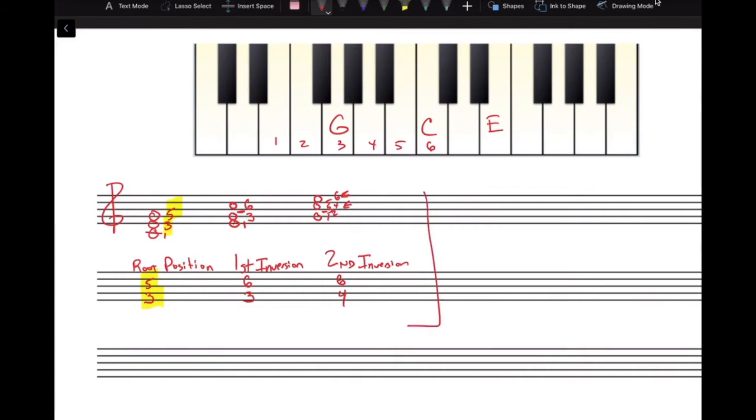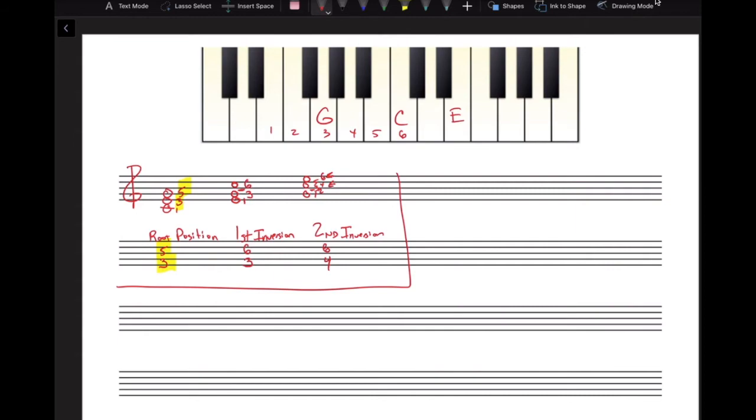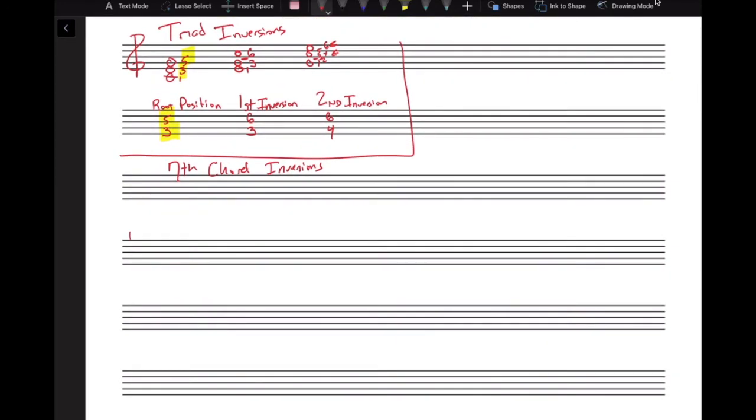The next part, and this is the last part of what I believe we're doing here, right, is, well, we have actually one more thing we have to do, but I'll squeeze that in. So we have inversions for seventh chords. So here's your triads, triad inversions. Here are your seventh chord inversions. The same principle applies.